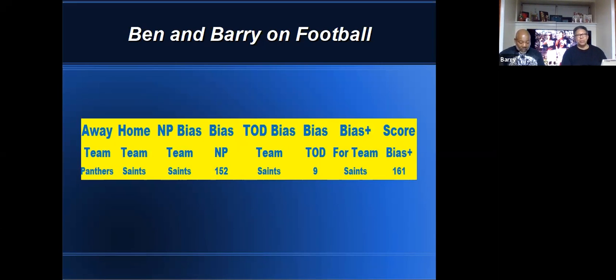The Saints against the Panthers. Saints are home with a 152 net point bias in their favor, a 9 turnover differential bias in their favor, for a bias plus score of 161. They don't have anything that they can play for, and we know that they're not going to be putting Drew Brees on the field. Yeah, word's already out that they're going to be resting the starters.